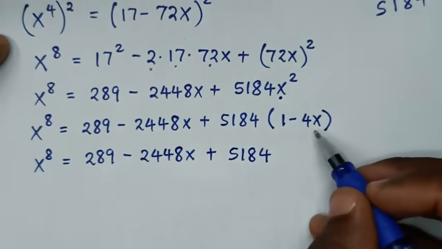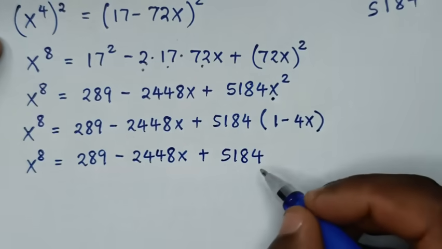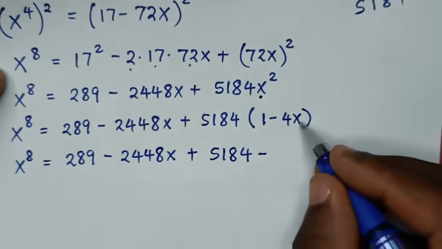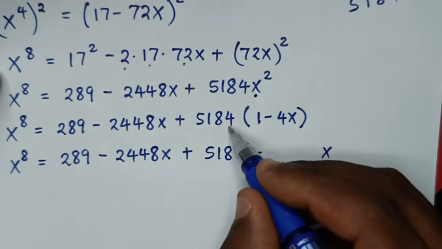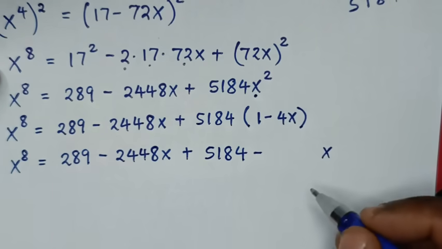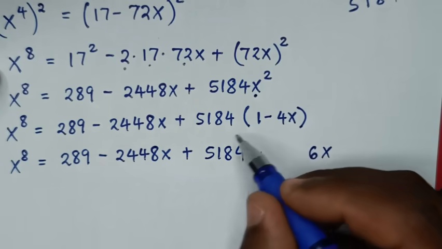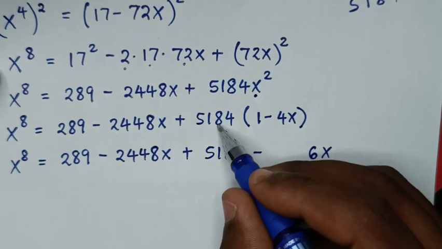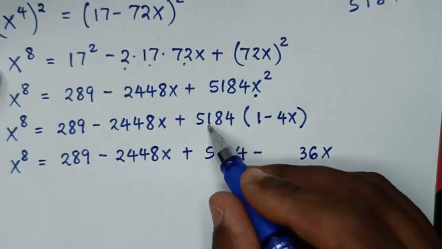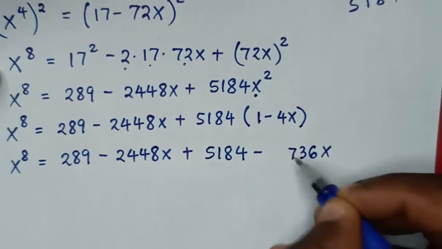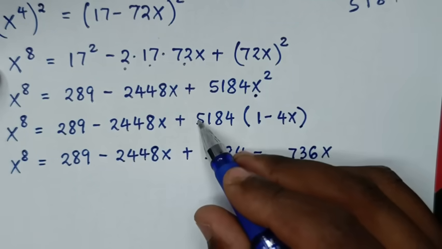Then this times 4x will be minus x, then we multiply this times 4, so 4 times 4 is 16, go with 1. 4 times 8 is 32, plus 1 is 33, go with 3. 4 times 1 is 4, plus 3, here it will be 7. Then 4 times 5 is 20.